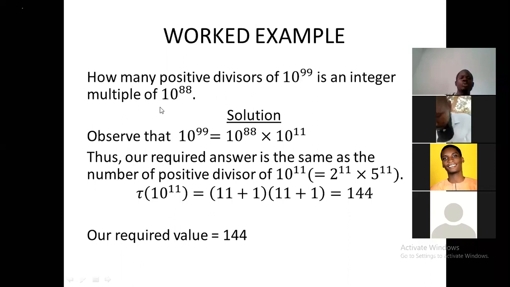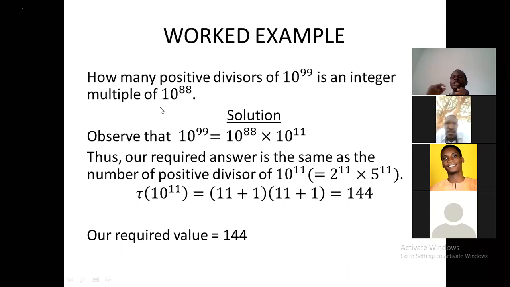Now let's solve a problem. In our problem we have to find the number of positive divisors of 10 raised to the power 99. In other words, the starting point is divisors of 10 raised to the power 99. But not just any divisor. These divisors must be a multiple of 10 raised to the power 88.